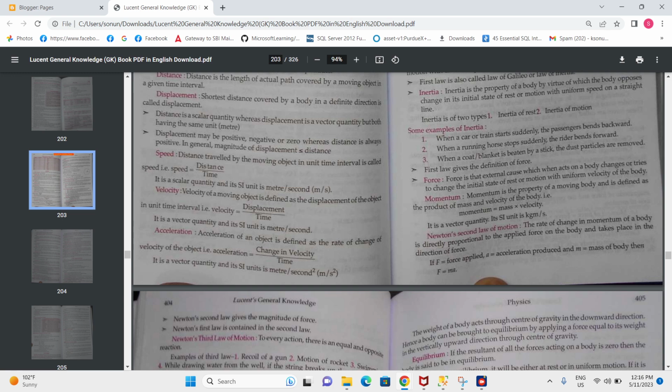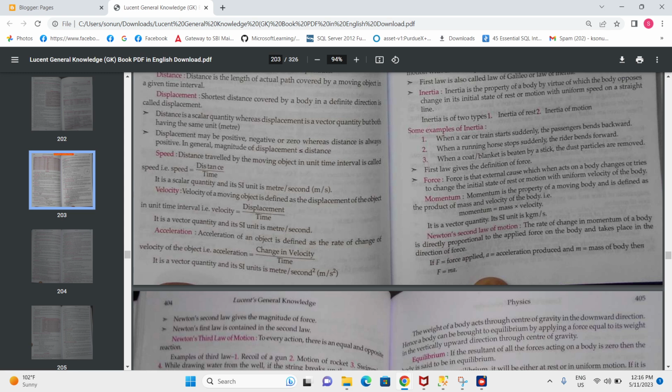Now next, what is force? Force is the external cause which, when it acts on a body, changes or tries to change the initial state of rest or motion with uniform velocity of the body. Very simple. Force is the external cause, and when it acts on some body, it changes the position of the body, whether it is in a stable state or a motion state.